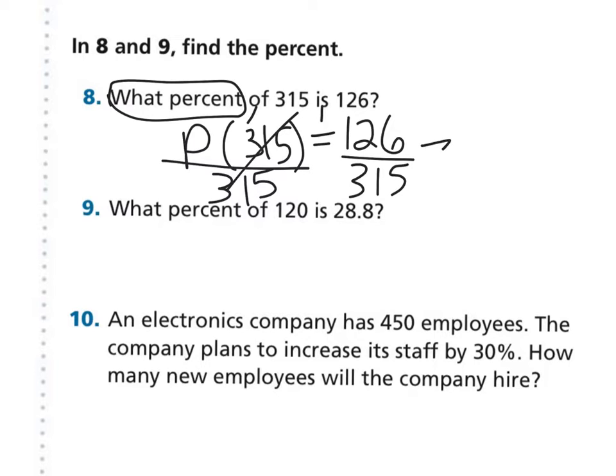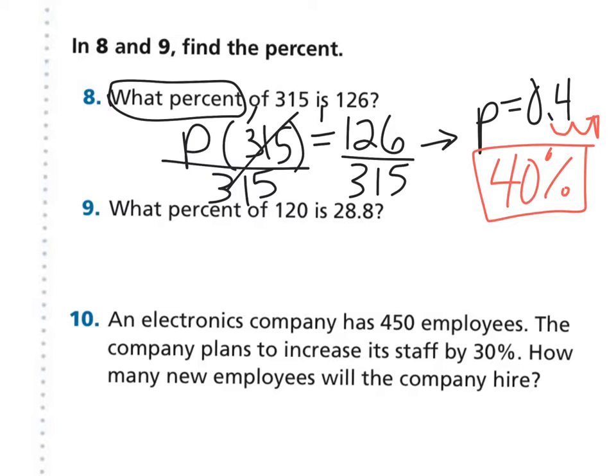That gets those to cancel out. When you divide, that's going to be a decimal, 4/10, or 0.4. Then we just need to move our decimal 2 places to the right and add a 0, which would be 40%. So what we're saying then is 40% of 315 is 126. Again, you could check that: 40% times 315, and you should get 126.